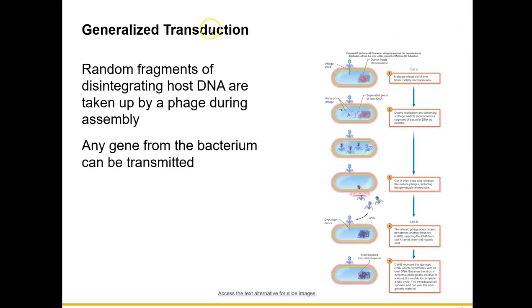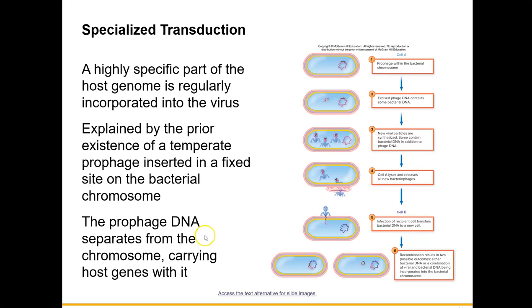So you can have generalized, which is random fragments. It's not directed. So when we say generalized, that's random. Random fragments of disintegrated host DNA are taken up by the phage during assembly, and any gene from the bacteria can be transmitted. So basically, the phage lands, injects, and the DNA will then make new phage, and then they're lysed, and it keeps going on and on.